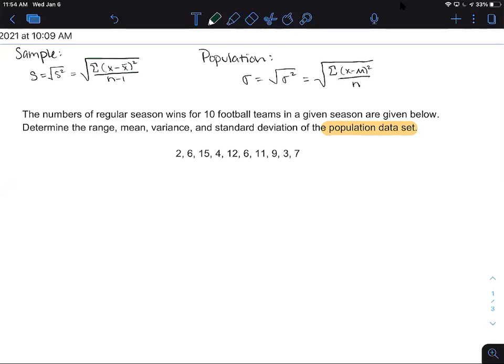So first thing, let's review range. How do you find the range? Biggest number minus smallest. All right, so max minus min. So here our max would be 15 minus our minimum of 2, and that gives us 13.